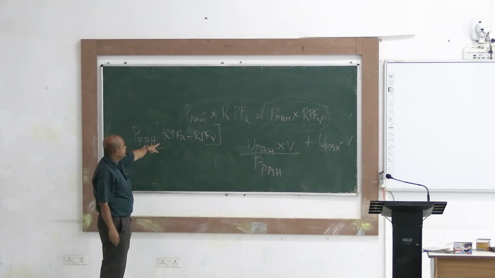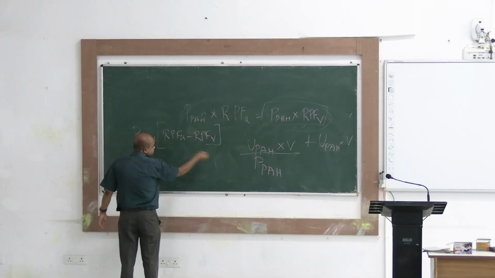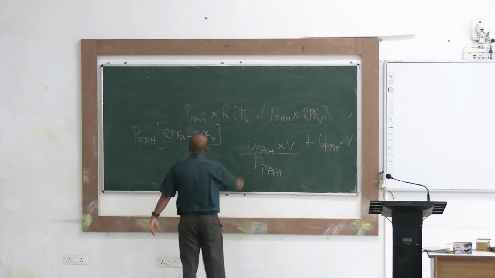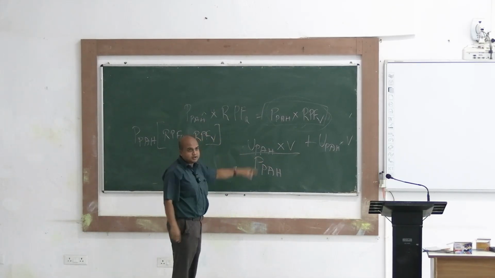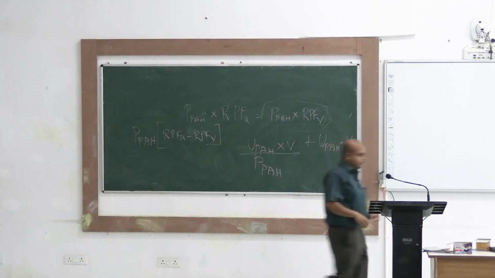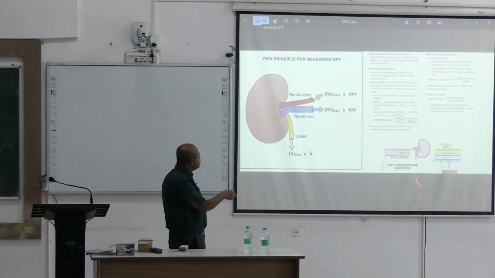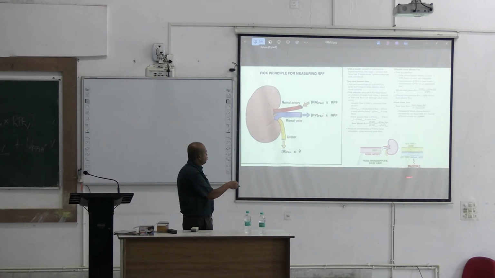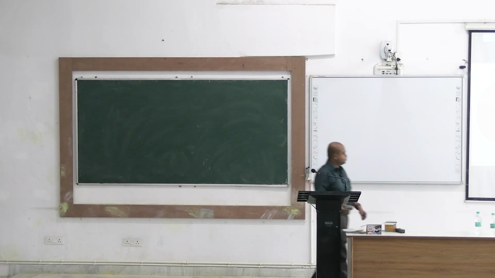So this will be the... we have to do it like this, then substitute PAH by RPFA minus RPFV. This has to be in the denominator for calculating. If we consider that 10% goes back into the renal vein, but usually it is ignored. That means for all practical purposes, it is ignored.